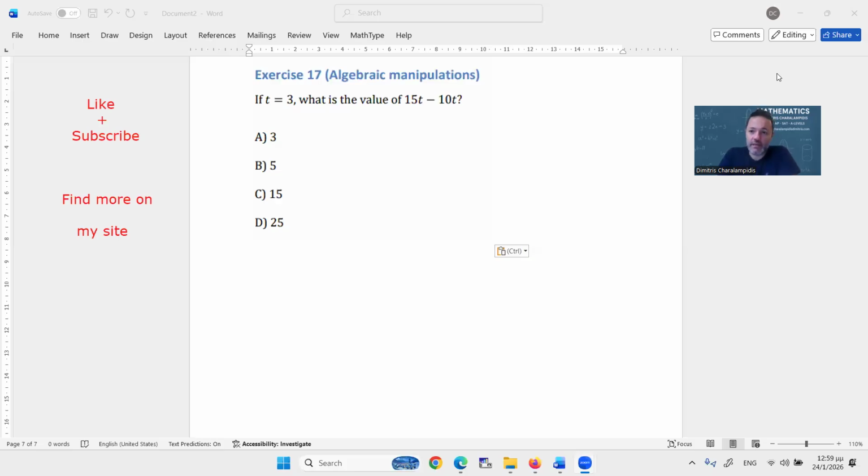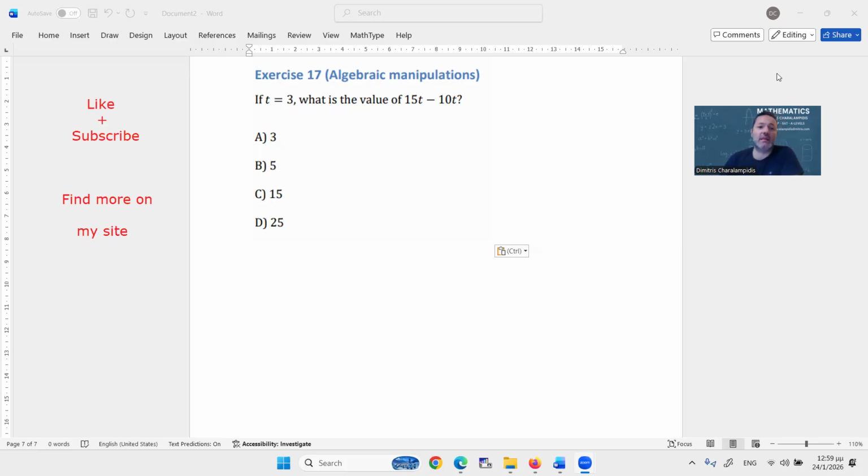Exercise 17. Yet another exercise from my seventh set of practice exercises on the SAT. In this one, I have titled it as Algebraic Manipulations, but I think that it should be one of those exercises that all of us should definitely get to our own advantage.